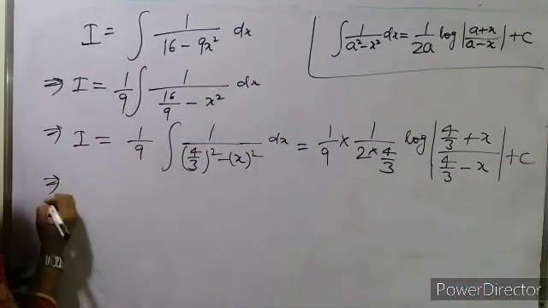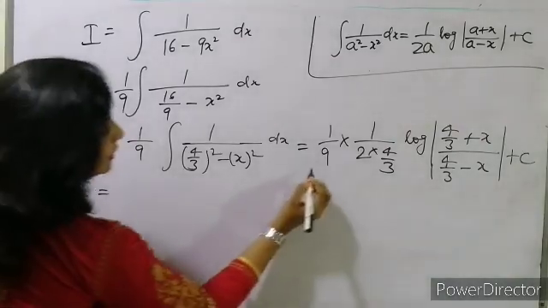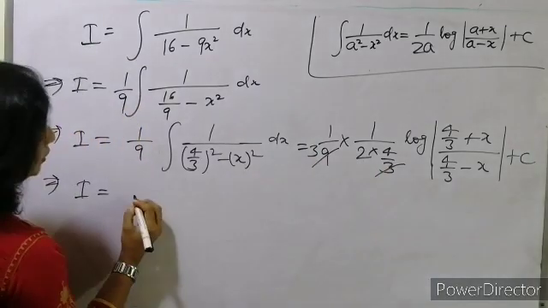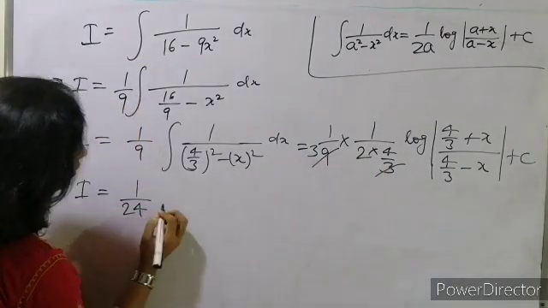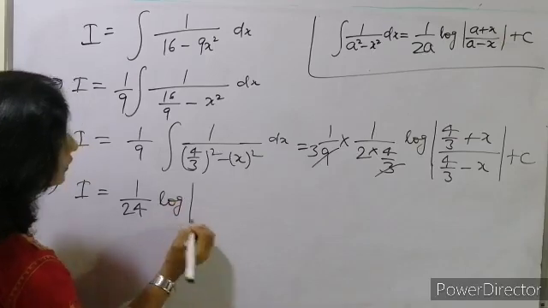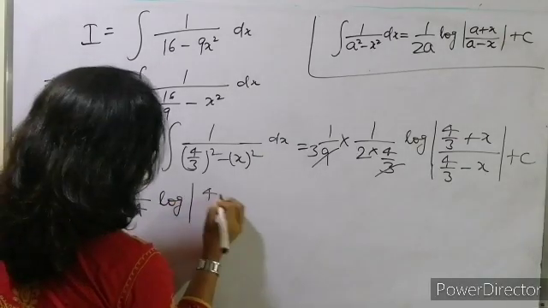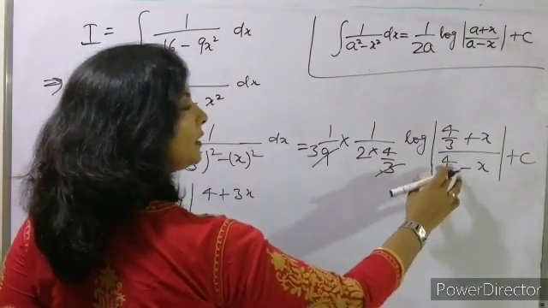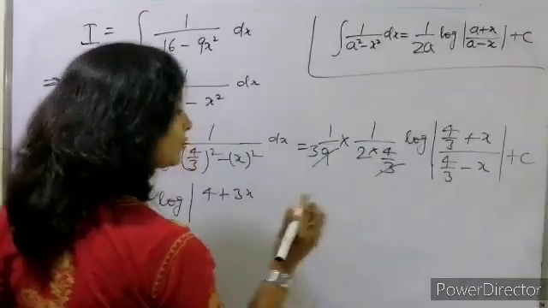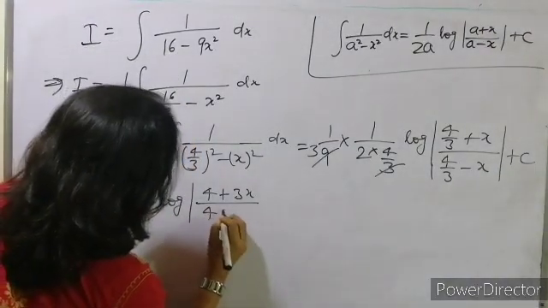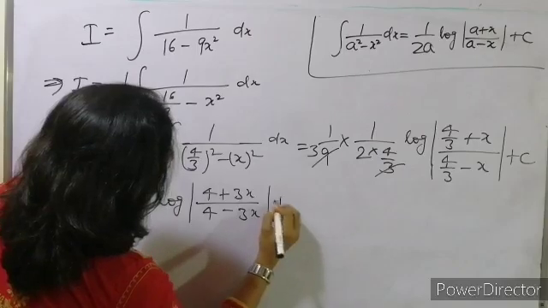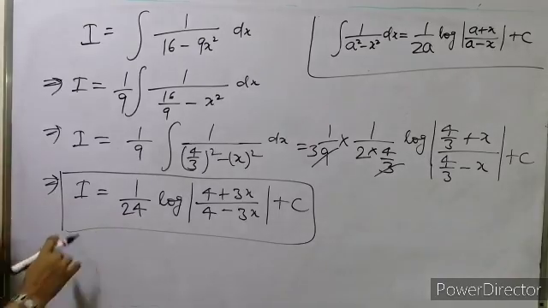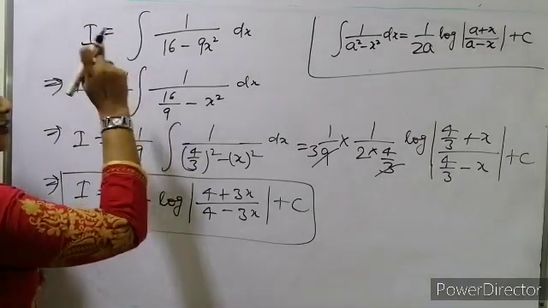Now what will be the value of I? 3 cancel. So 4 into 2 is 8, 8 threes are 24. So 1/24 log of (4 plus 3x) divided by 3 in the numerator and divided by 3 in the denominator, so it will cancel. So what value will we get? (4 plus 3x) divided by (4 minus 3x), plus c. So this will be our value, the integral of this function with respect to x.